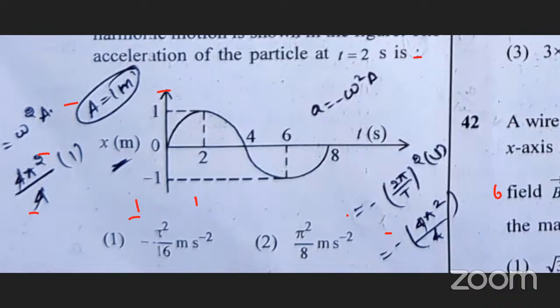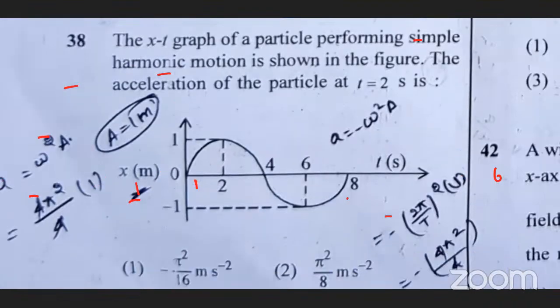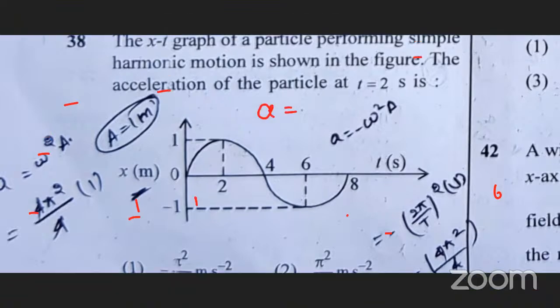Next question. The 38th question: in this graph, we need to find the acceleration of the particle at t equal to 2 seconds. We know the formula for the acceleration: a is equal to minus omega square into amplitude.